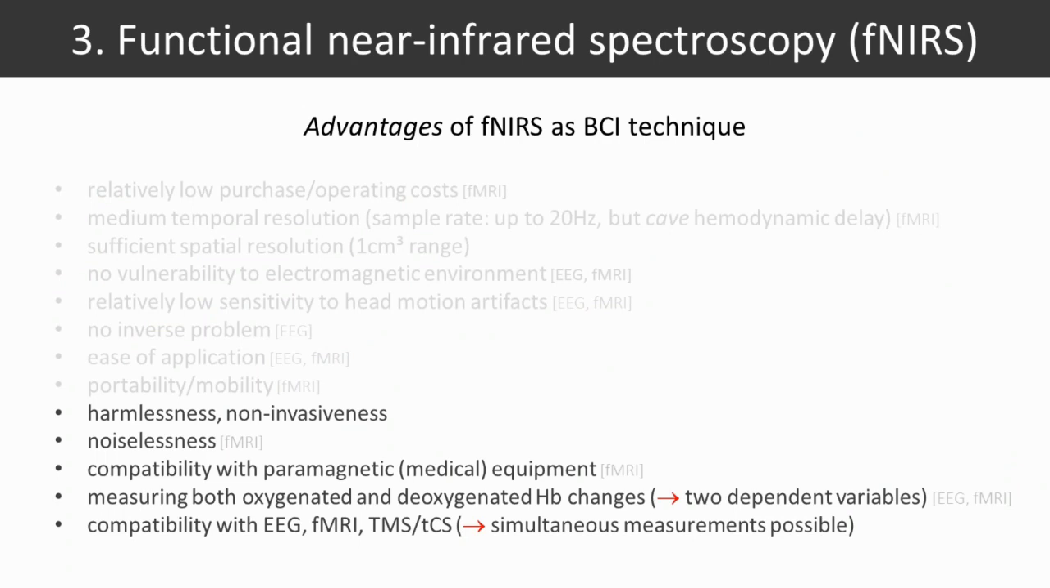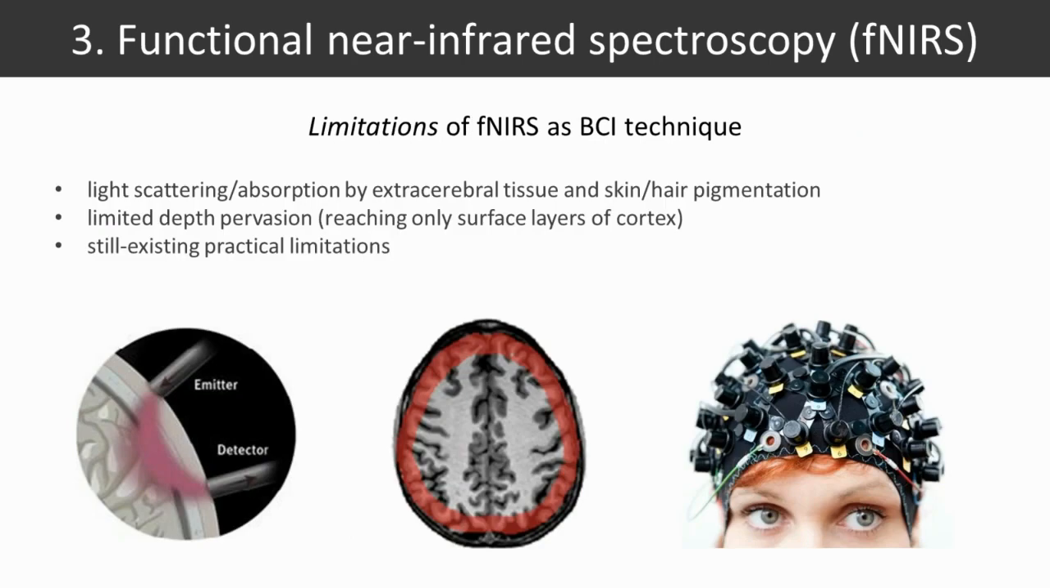Then a big plus is also we measure both oxygenated and deoxygenated hemoglobin changes. And therewith we have two dependent variables actually. This is a strong big plus. And the system is also compatible with EEG, fMRI, and TMS and tCS, so non-invasive brain stimulation techniques. And this means simultaneous measurements are possible, and this opens up a lot of nice application possibilities.